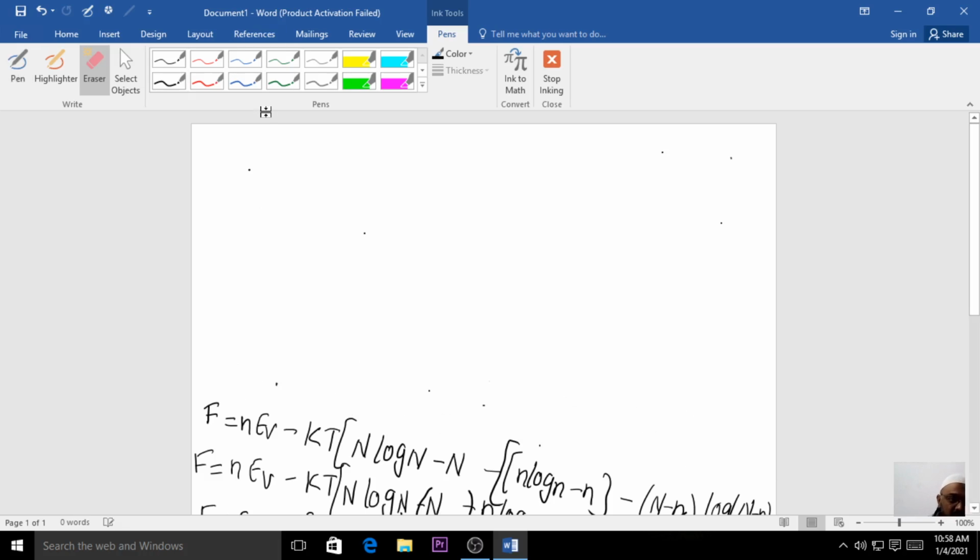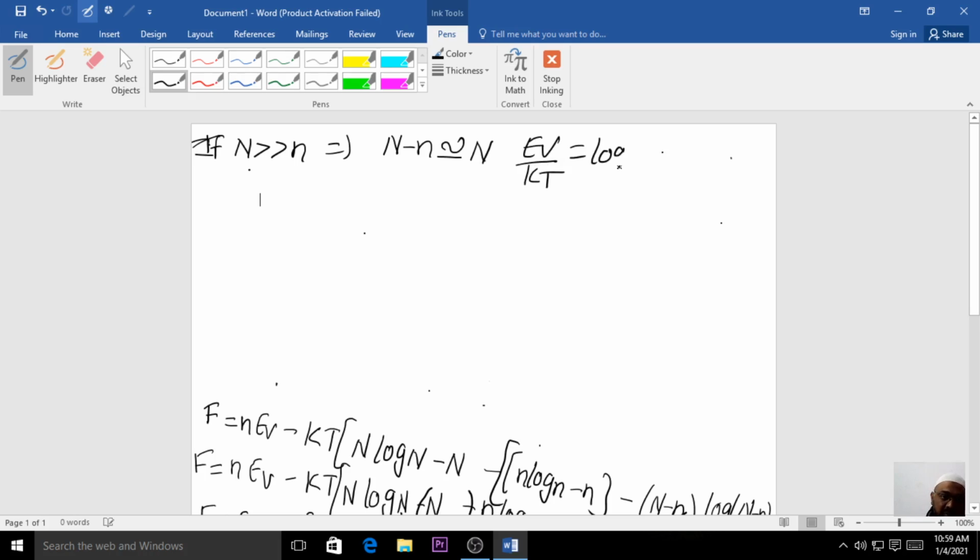What we already know, and this part is very clear to you: if the capital N is very much greater than small n, then capital N minus small n can be approximated to capital N. So what we'll write here, EV by KT is log of capital N by small n. So now exponential of EV by KT is equal to capital N by small n.